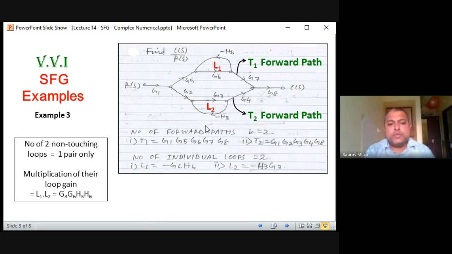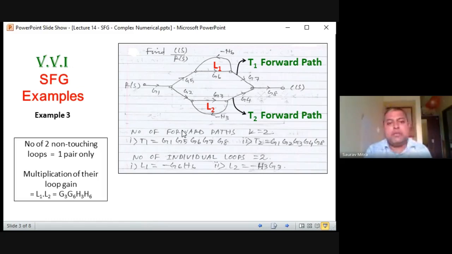So what we are finding is these two loops. The top loop L1 has two nodes, the bottom loop L2 also has two nodes, and all the nodes in both the loops are separate. That means these two loops are non-touching loops. So there is only one single pair of non-touching loops in the system. So the number of pairs of non-touching loops, or combinations of two non-touching loops, is equal to 1. That means there is only one pair of non-touching loops.